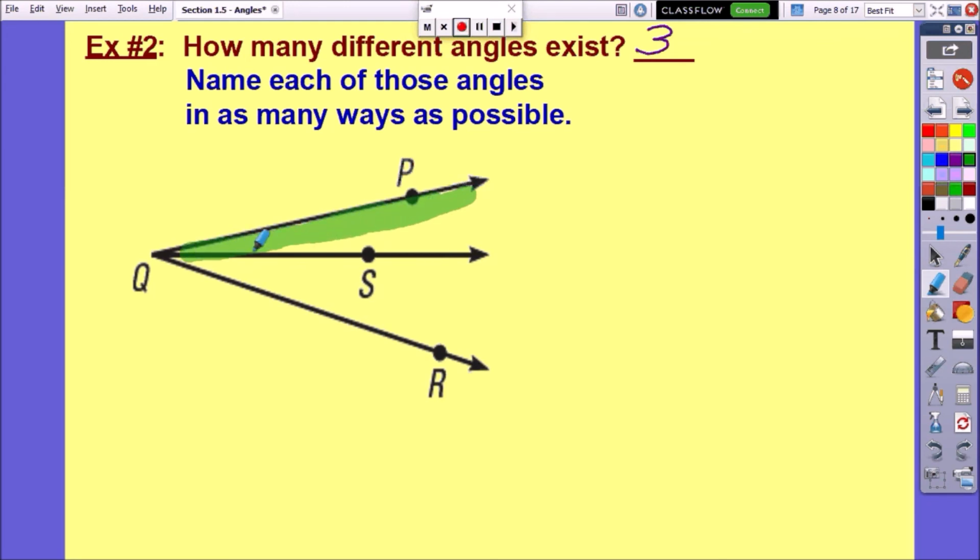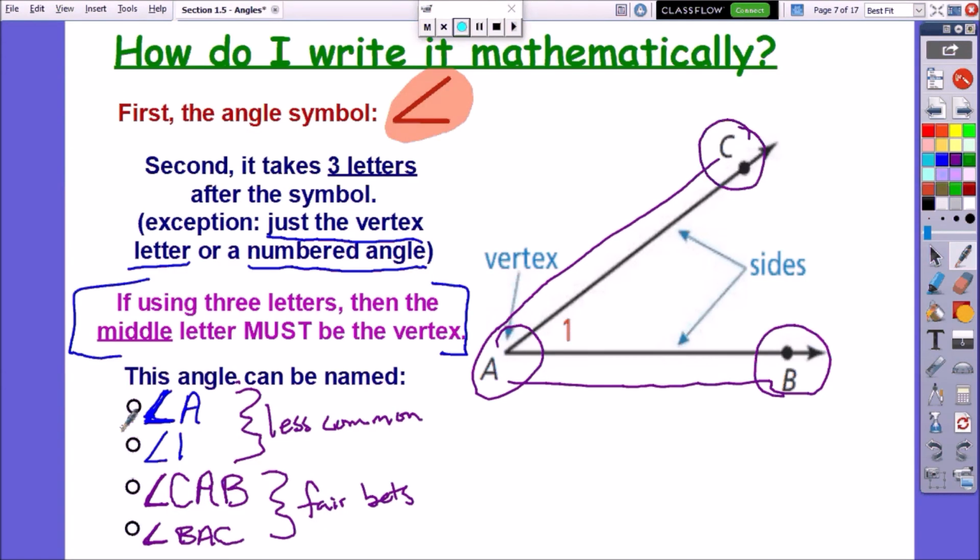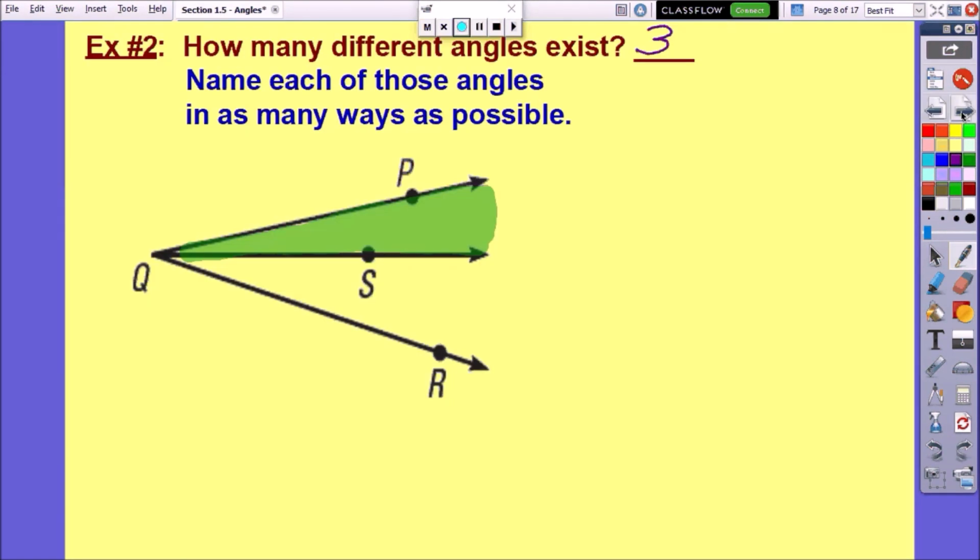So let's start with this small angle right here. All right. Now notice there are no numbers in here. There's not like angle 1, angle 2, angle 3. So that goes out the window. And this is where the other exception comes in. Let me just jump back here. Like angle A. Can I just call this angle Q? We're not going to be able to just call this angle Q. And why can't we call it angle Q? Because vertex Q belongs to multiple angles.